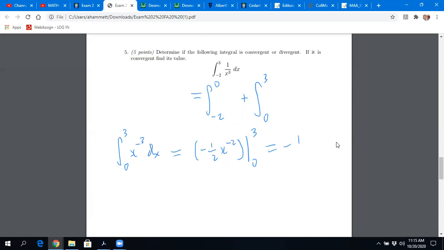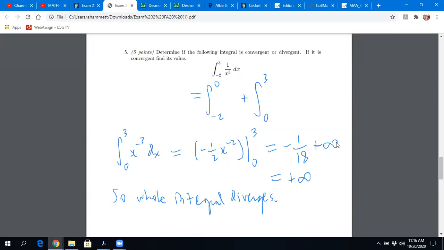And if you plug in 3, you get -1/18. It's going to be minus negative, which is plus. Now, if I go to 0 from the right, I'm going to literally get infinity here, okay? So the integral from 0 to 3 diverges to plus infinity. And what did we say? The minute one part of the integral diverges, what do you say about the whole thing? Diverges, right? So the whole integral diverges.